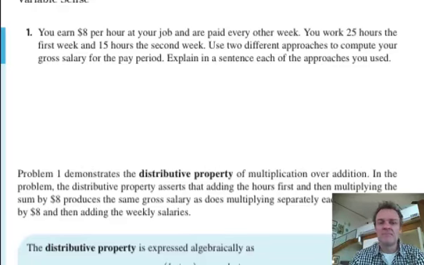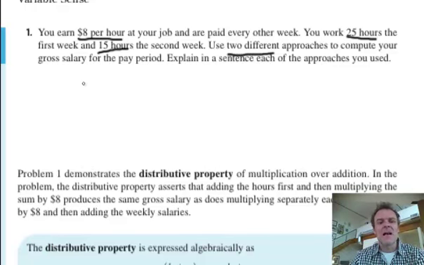Okay, let's take a look at this. You earn $8 per hour, you work 25 hours one week, and 15 hours another week, okay? So there are two different approaches you could use.